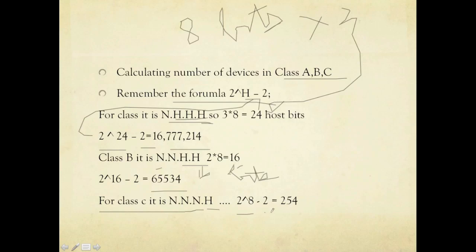So if you want 200 devices, then you can go for class C. If you want more than 254 devices, you can go to class B. If you want more than 65,534 devices, you can go to class A. So it was like that.